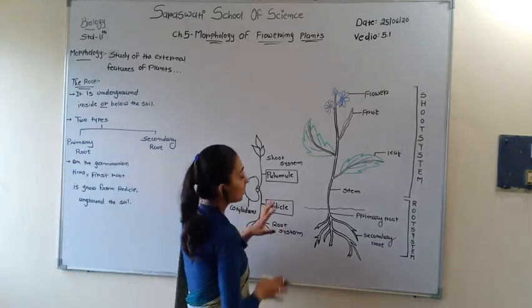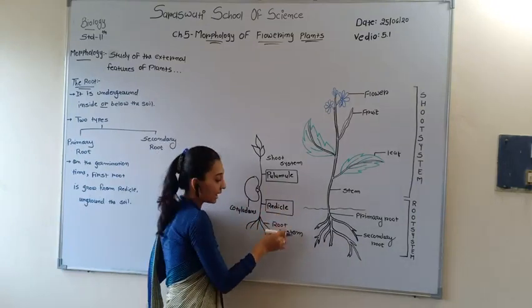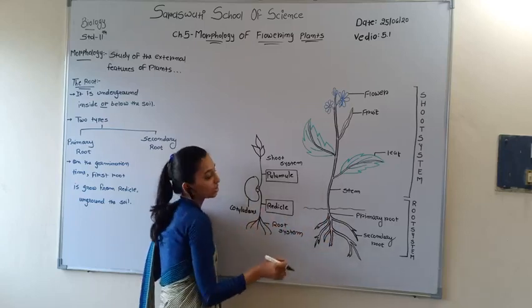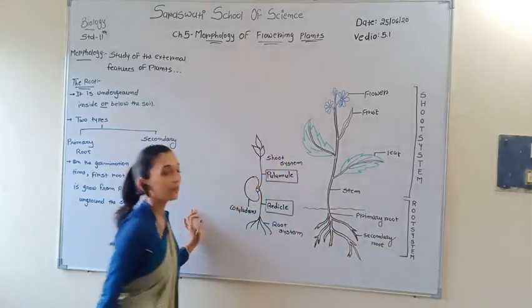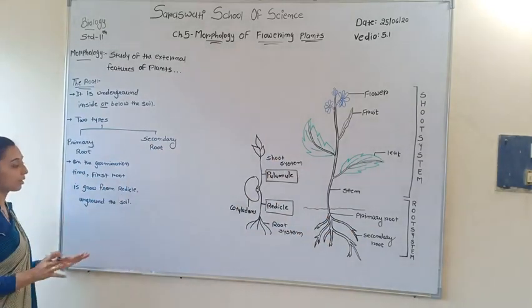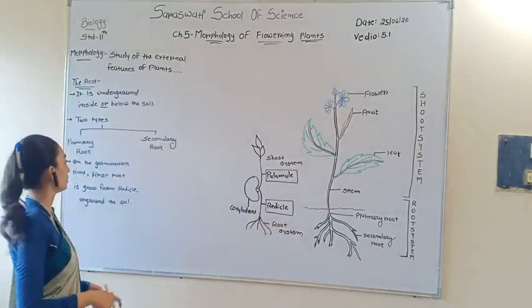See here, the first portion that grows from the radical, a slender, thin structure, is known as primary root. On the germination time, the first root grows underground from the radical. It is known as primary root.